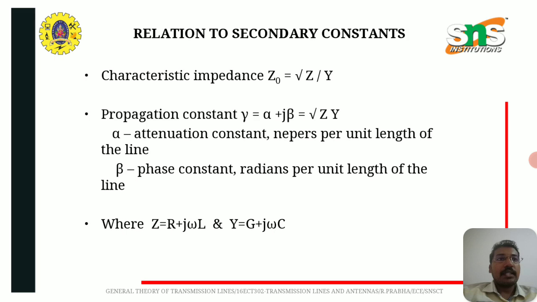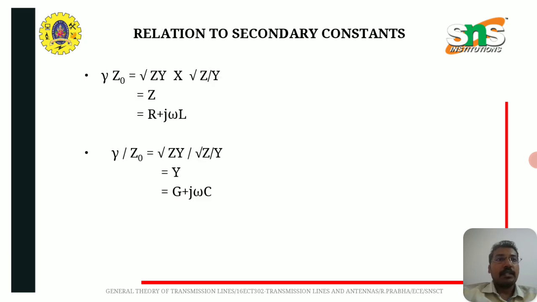Characteristic impedance Z0 is equal to root of Z by Y, and propagation constant gamma is equal to alpha plus j beta, which is equal to root of ZY. Alpha is the attenuation constant and beta is the phase constant, where Z equals R plus j omega L and Y equals G plus j omega C. Gamma Z0 equals R plus j omega L and gamma by Z0 equals G plus j omega C.